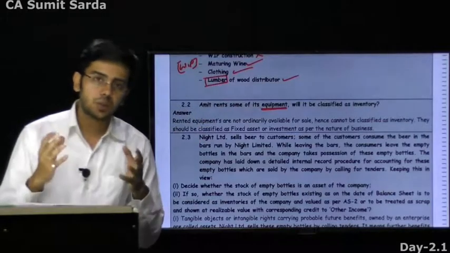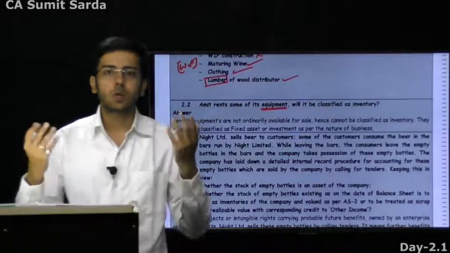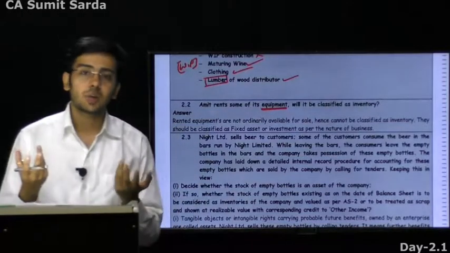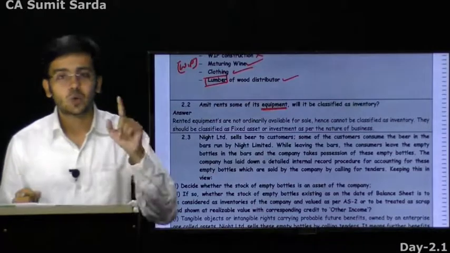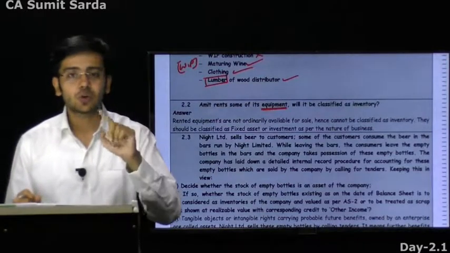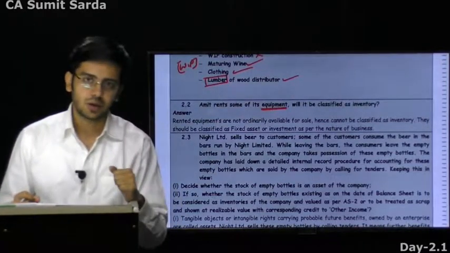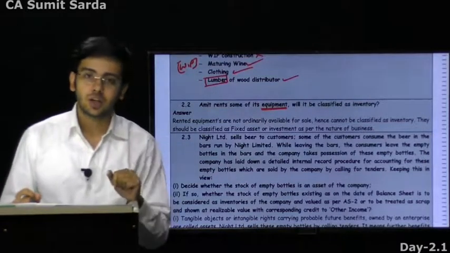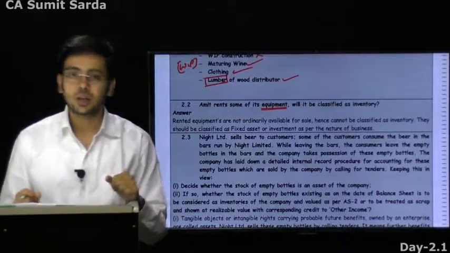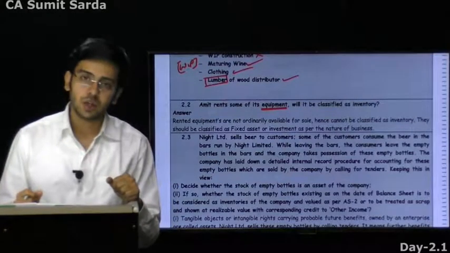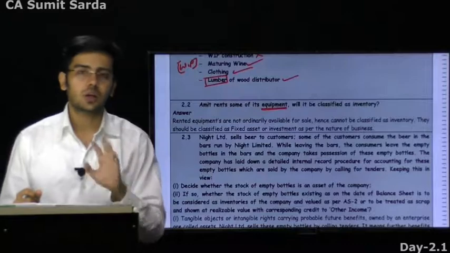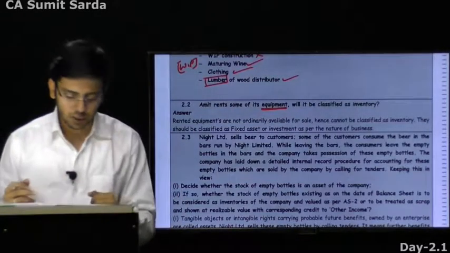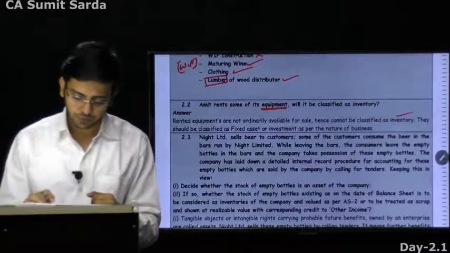Amit has a business, he has various machines which he provides on rent to the people. Can they be classified as inventory? My friend, my question is the same. Are you going to sell these machines ordinarily or are you going to rent them ordinarily? Sir, we are going to rent them ordinarily. We are not going to sell them ordinarily. Since you are not going to sell them ordinarily, we will consider them to be not inventory, but definitely can be property, plant and equipment or investments. We will discuss that part later, but this is not an inventory.